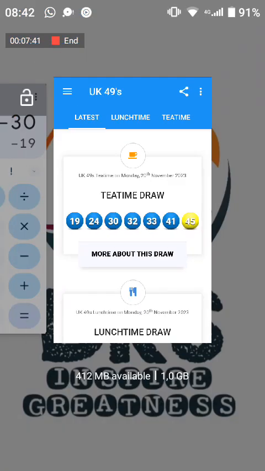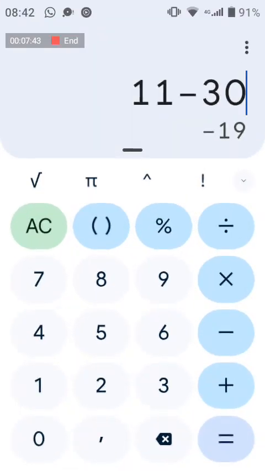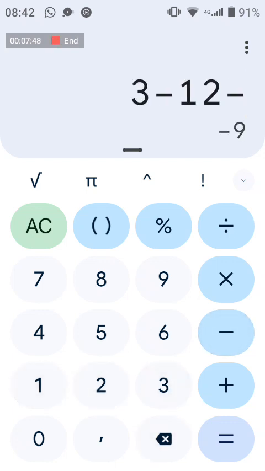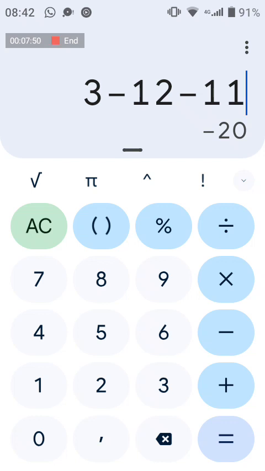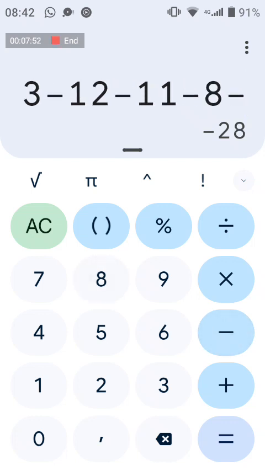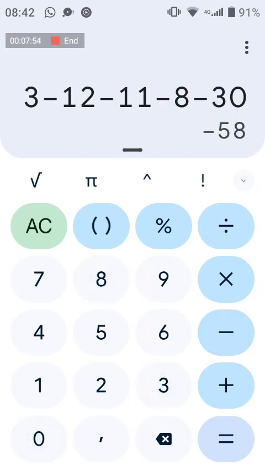You understand? Above all, I've calculated about how many numbers? 3, 12, 11, 8, and 30. 1, 2, 3, 4, 5. I've calculated about 5 numbers so far.